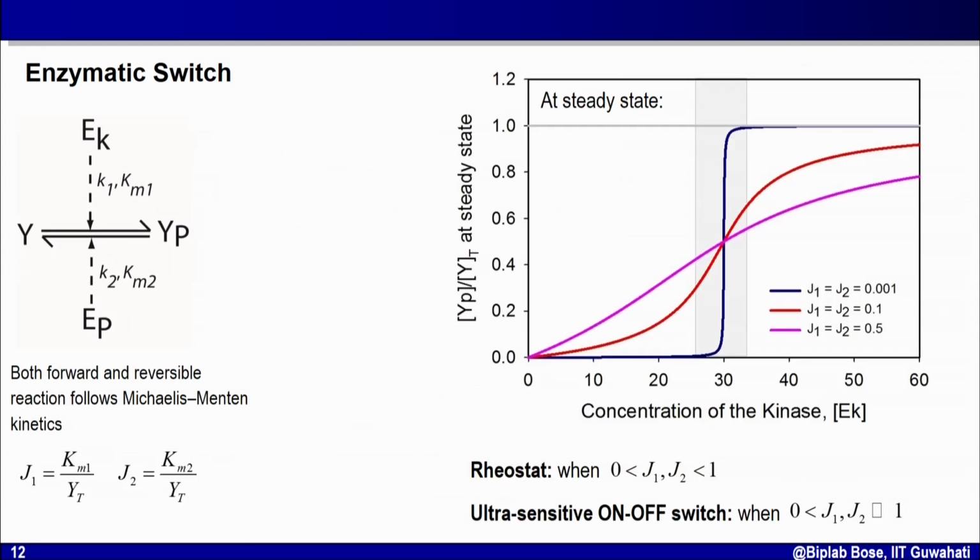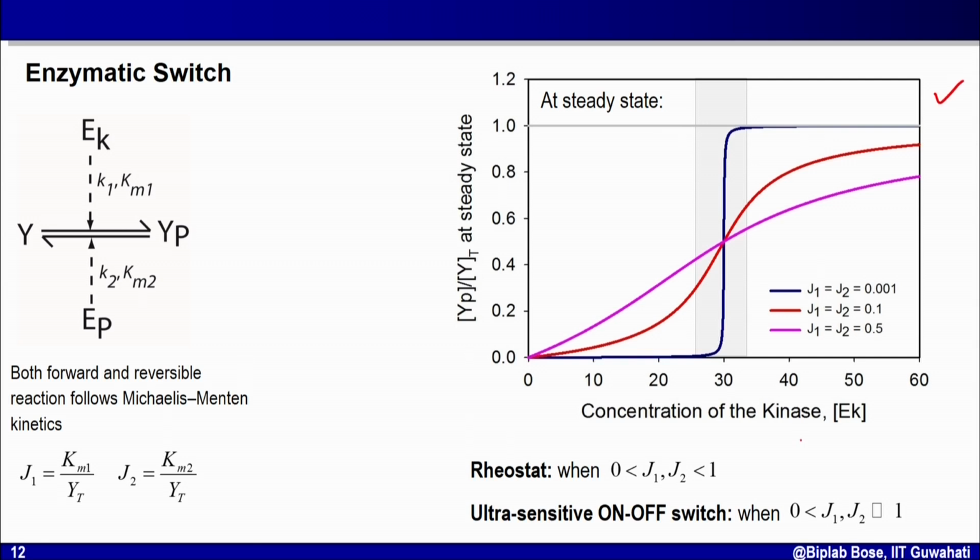So let us look into different behavior of this one. What I have? See, if I take this motif and if I derive that relationship between Ek and Yp by Yt the way I have done, then I can make a plot like this that's shown here.